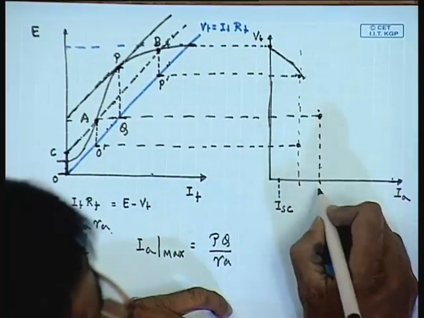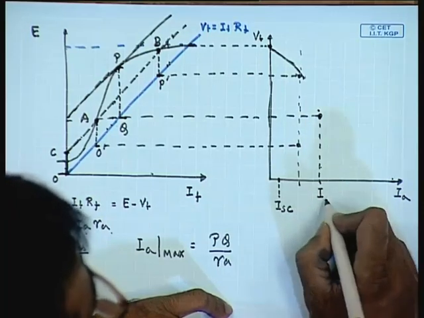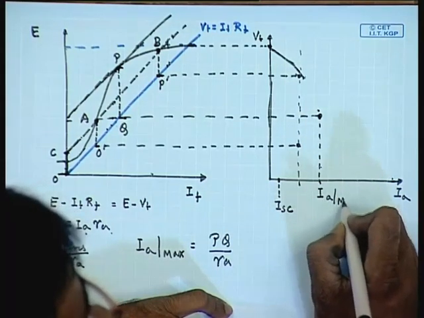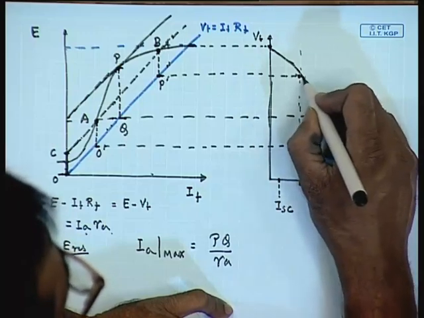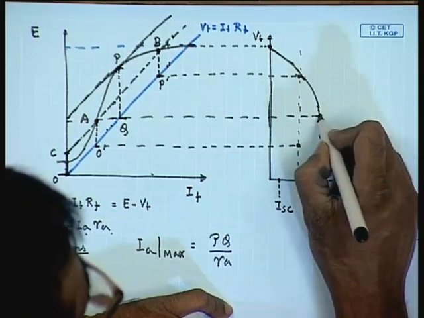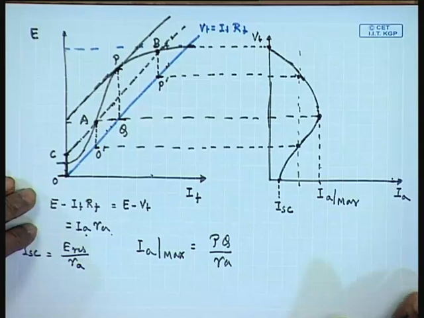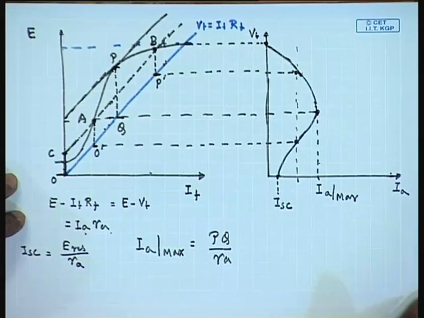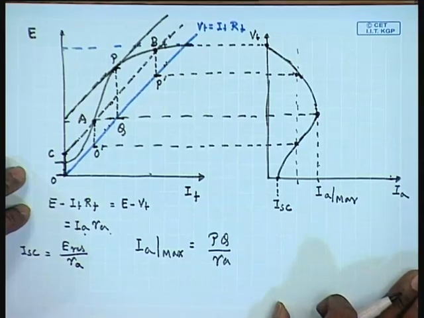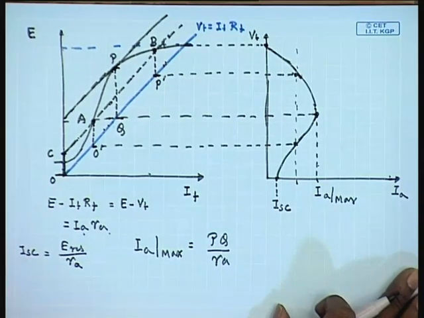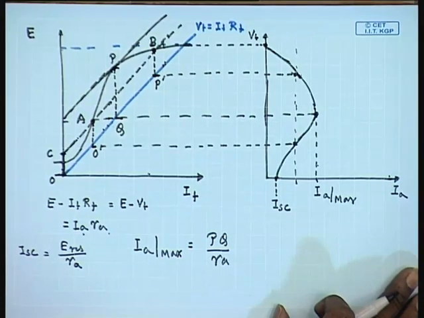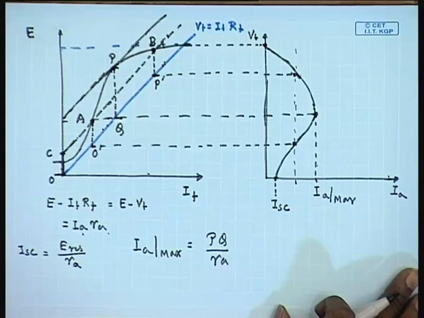And the external characteristics can be computed like this. This is the procedure for drawing the external characteristics of a DC shunt generator neglecting armature reaction. Please note that in this analysis we have neglected the armature reaction, we have not considered any drop due to armature reaction.